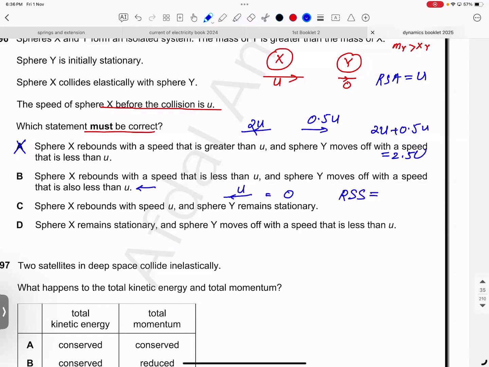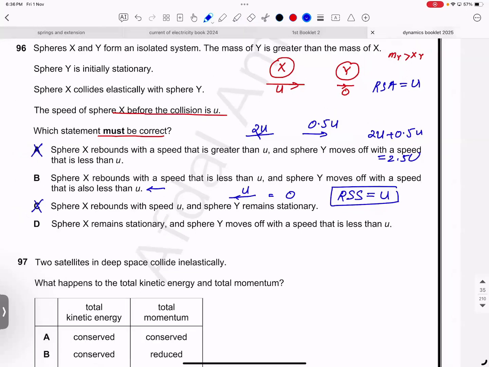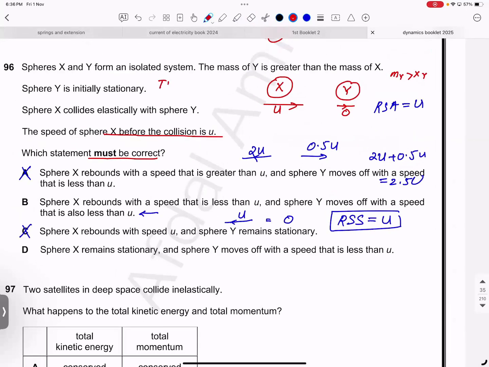Why does it look correct? Because the relative speed of separation is u. Why is it wrong, I will tell you. Because total momentum before collision was m into u. If you use C, total momentum after collision will be m into negative u, which is negative mu. Is this the same? No. So if not the same, C is wrong. Relative speed of separation is still u, but the problem is, if X rebounds, what does that mean? It means the final momentum is in the opposite direction, negative u, which is wrong.